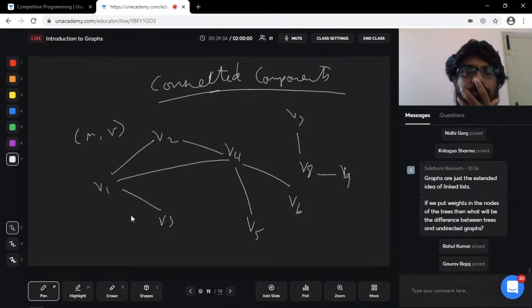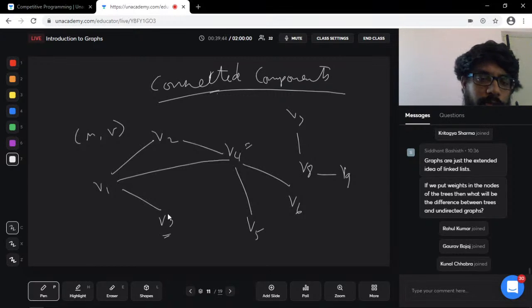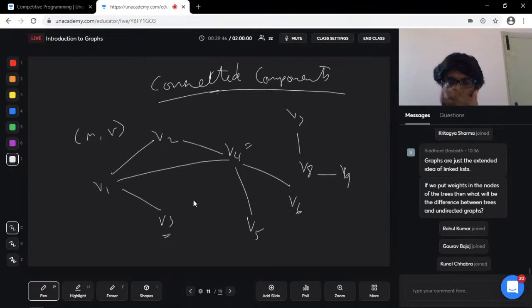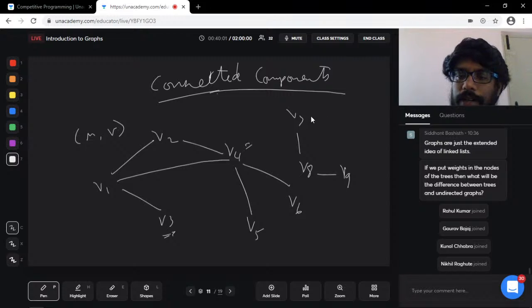Okay, so now V3 and V4 are connected to each other, right? Because I can go from V3 to V1, V1 to V4. Similarly, V3 and V5 are connected, V3 and V1, V3 and V2, V3 and V6 are all connected. But are V3 and V7 connected? No, right? There is no way I can start from V3 and end up at V7. So V3 and V7 are disconnected, correct? I hope that concept is clear.